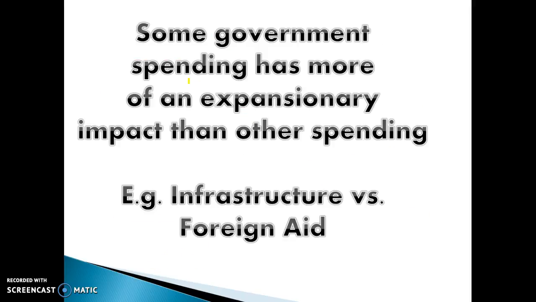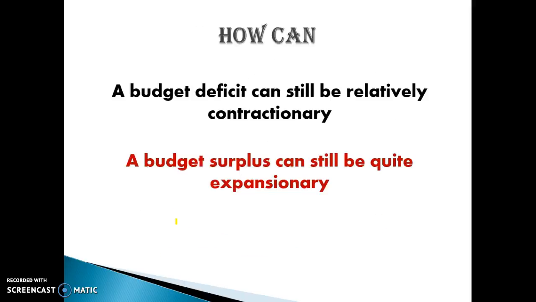A couple of things to also note. You've got to look at the type of government spending that's occurring as well. For example, infrastructure spending is going to boost our economy and aggregate demand more than spending on foreign aid, which isn't really going to help the Australian economy at all, perhaps except for maybe giving us improved trade relationships. So you've also got to look at what the actual policies are to determine how expansionary the budget is.